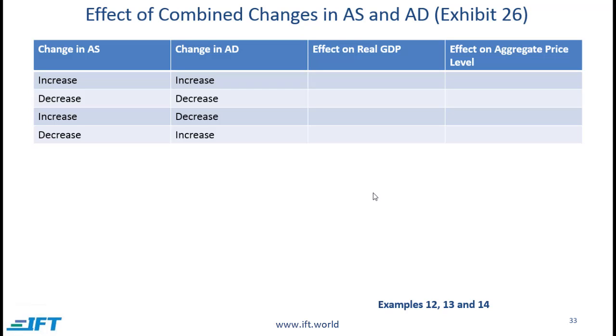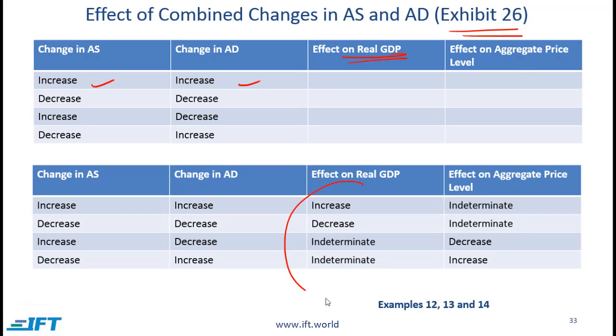Here is some work for you to do based on what we have spoken about, and this is based on Exhibit 26 in the curriculum. You need to draw the aggregate supply and aggregate demand curves and show what happens if we have an increase in aggregate supply and an increase in aggregate demand. What will be the effect on the real GDP, which is the x-axis, and the effect on the aggregate price level, which is the y-axis? If you've understood the discussion we just had, then this should be easy. And here is what you should come up with.